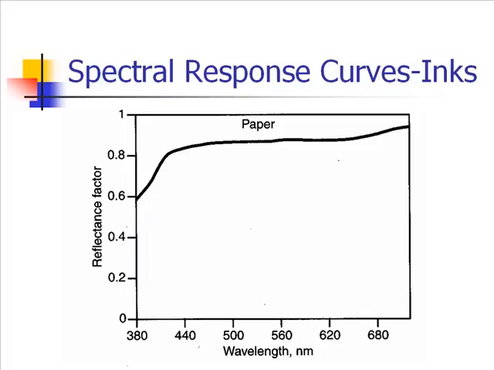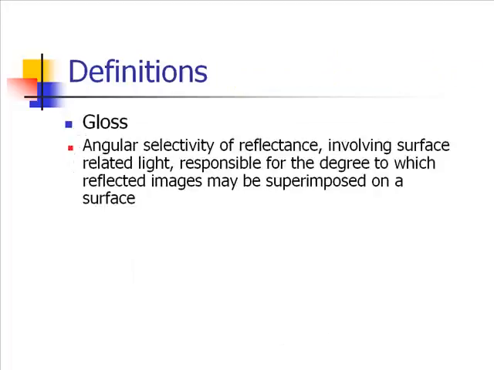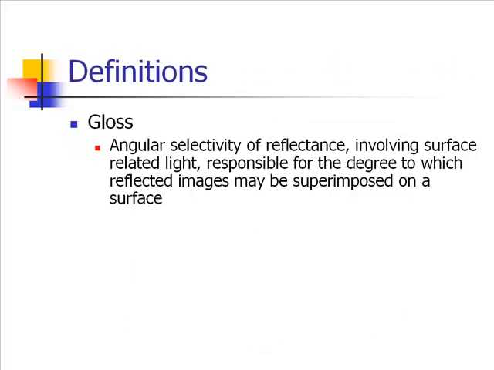Another definition there, gloss: angular selectivity of reflectance involving surface-related light, responsible for the degree to which reflective images may be superimposed on a surface. Kind of a long, wordy definition, but gloss, think of it as shiny. Something has a lot of gloss if you look at it and you can see the reflection of an object in it that looks clear, like a mirror. Think of a mirror would be perfectly glossy.